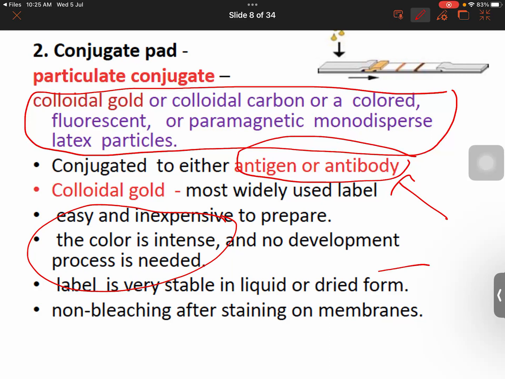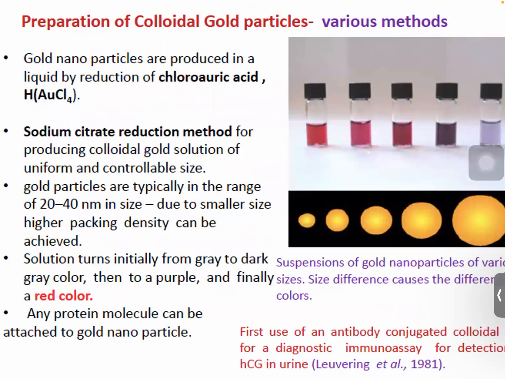So the requirement is that the label, the gold or any nanomaterial used, has to be stable in liquid or dried form, because in the end you have to dry the lateral flow strip properly. We have to heat it up to 60 degrees, or 37 degrees. So the nanomaterial as well as the antibody must be very stable. And it should be non-leaching, meaning that it does not leach out from the lateral flow. Those two are very important characteristics before you choose the nanoparticle as well as the bioreceptors. So commonly used is gold nanoparticles.